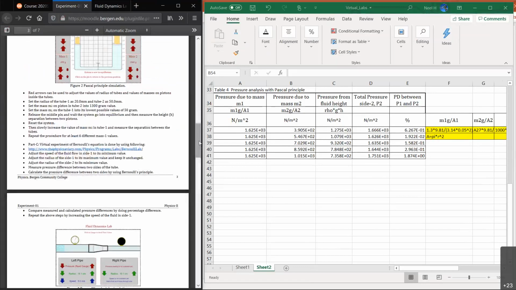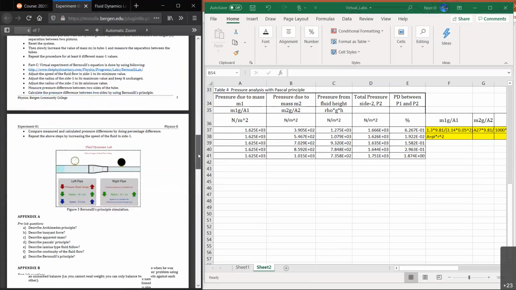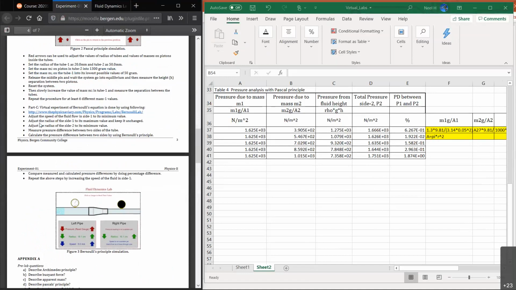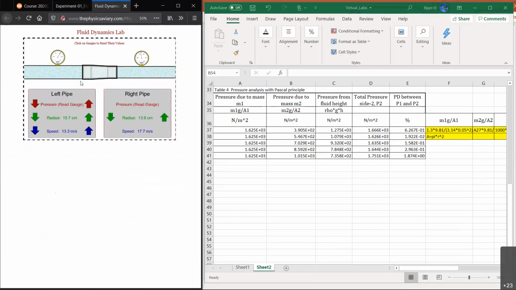So let's take a look at what the lab manual is suggesting you to start with. The lab manual suggests you adjust the radius of side 1 to the maximum value and then side 2 to the minimum value, because then you will get a fairly decent pressure difference. So side 1, adjust the radius to the maximum possible value. Increase that all the way to maximum. I can change only to 19.4 centimeters. Green arrow represents the input side. Blue arrow represents the output side, changing to the minimum possible value, which is 5.3.